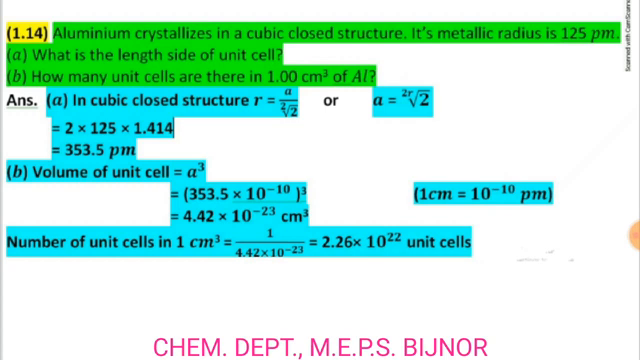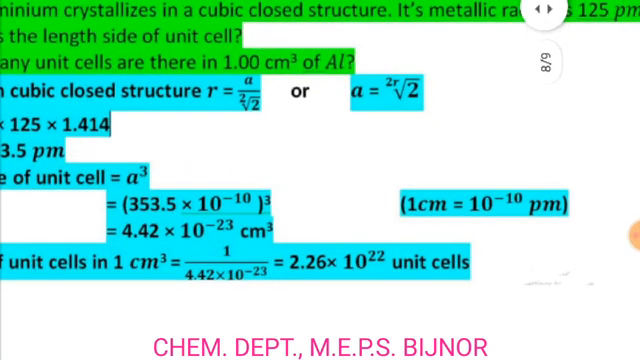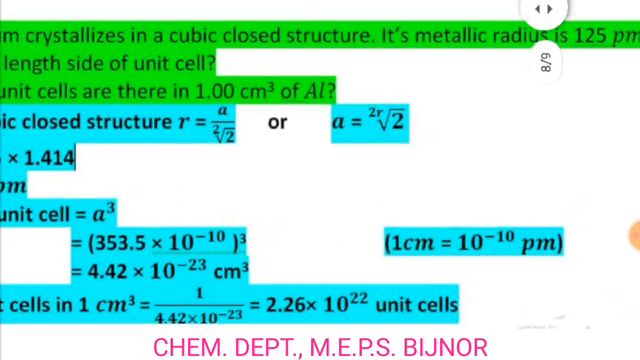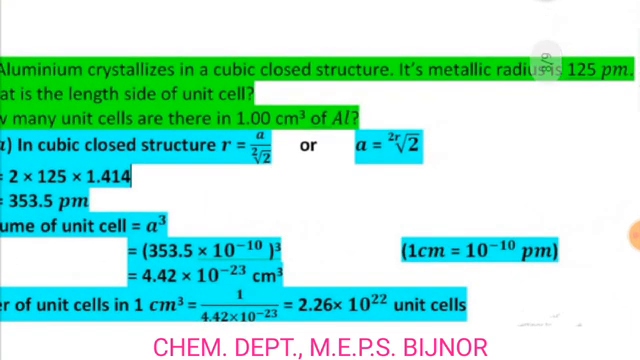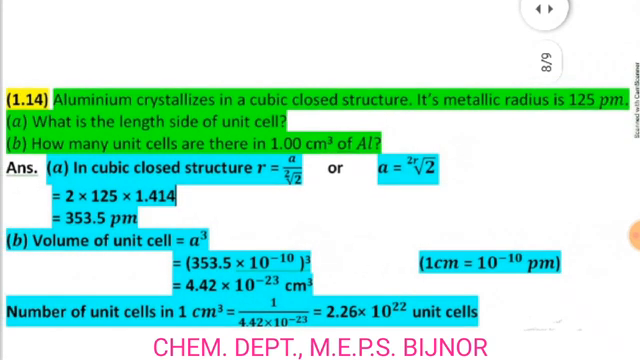In the question they want how many unit cells are there in 1 cubic centimeter of aluminium. So the number of unit cells in 1 cubic centimeter is 1 divided by the volume of a unit cell, 4.42 into 10 to the power minus 23. So the answer is 2.26 into 10 to the power 22 unit cells.